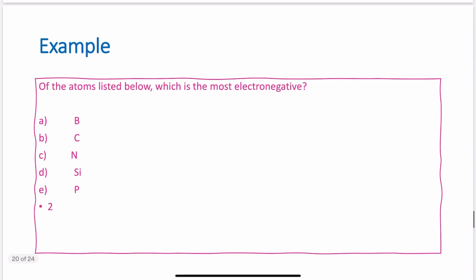What about this one? Of the atoms listed below, which is the most electronegative? I don't know why there's a random 2 there, so we're just going to pretend there's not. Okay, first thing I do is I look for the ones I have memorized. Fluorine? Nope. Oxygen? Nope. Chlorine? Nitrogen? Nope. Yep. Nitrogen's third place. It's going to be nitrogen. I don't even think about the trend. I just look for them.